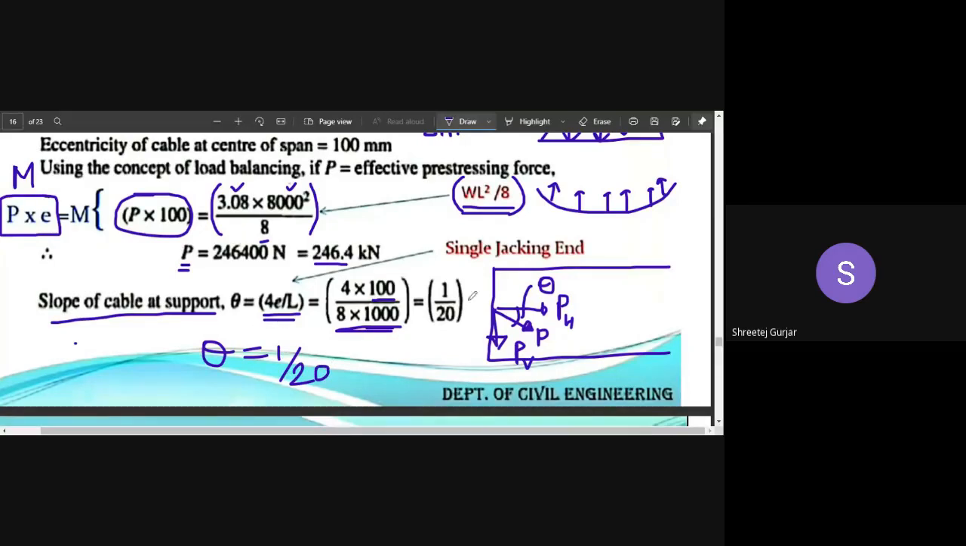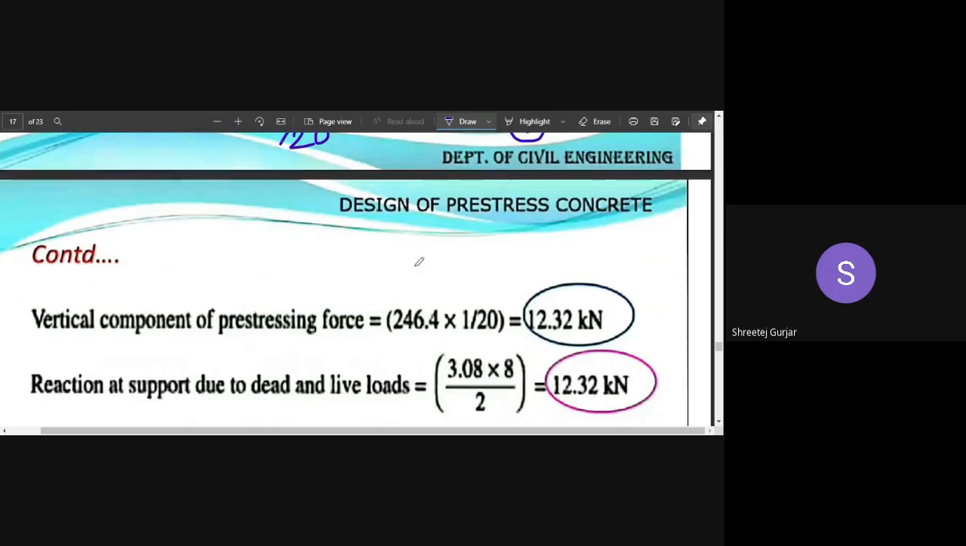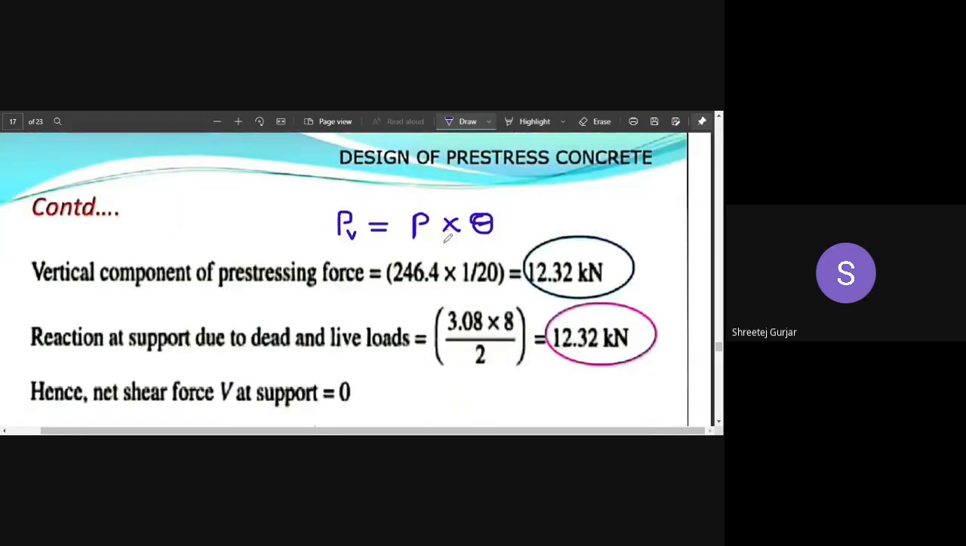Now we have to calculate the vertical component PV of the pre-stressing force, that is P into theta. P into theta is our vertical component PV. I hope you recall, we did this yesterday. We neglect the sine term, sine theta, and only consider theta because the slope is a very small value. So the vertical component is 12.32 kilonewton.